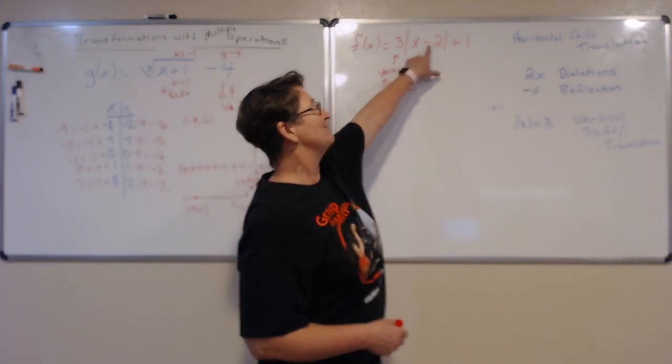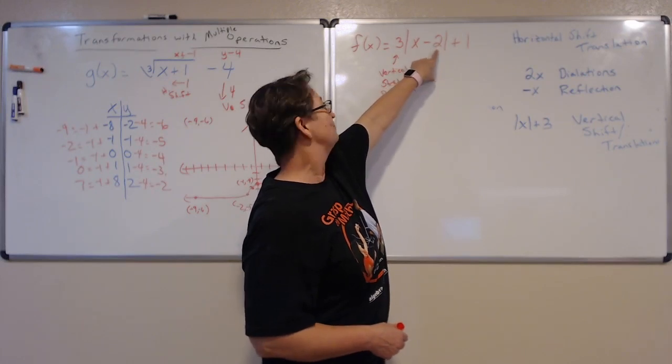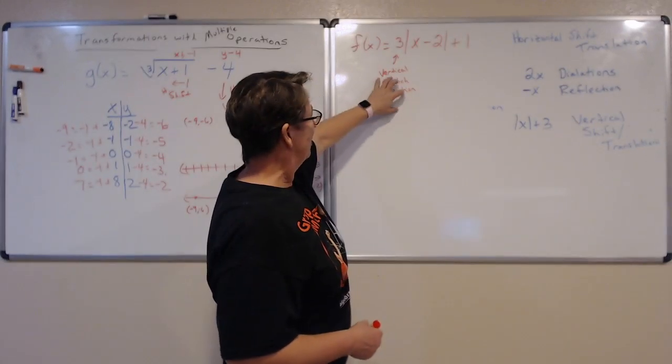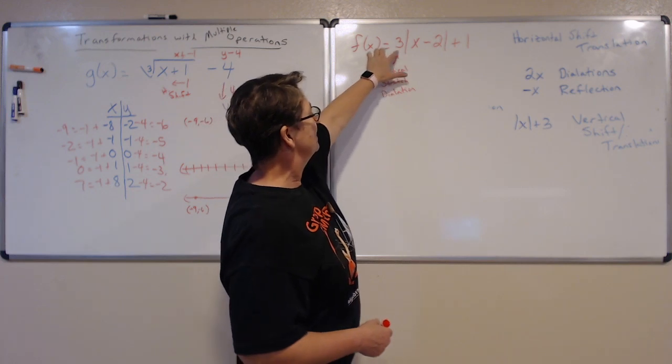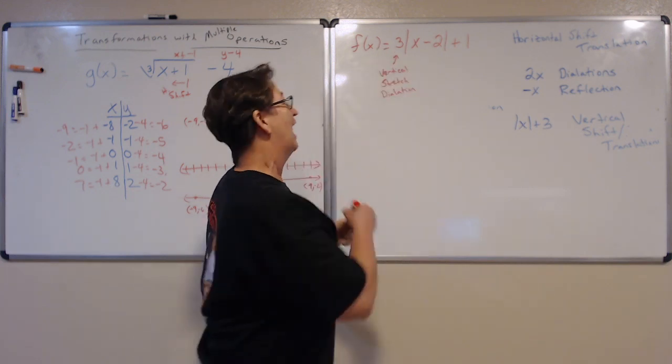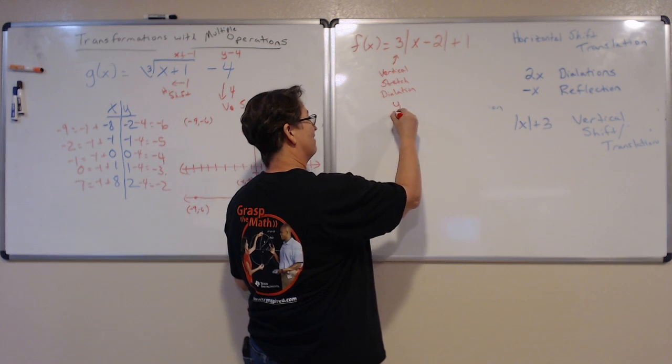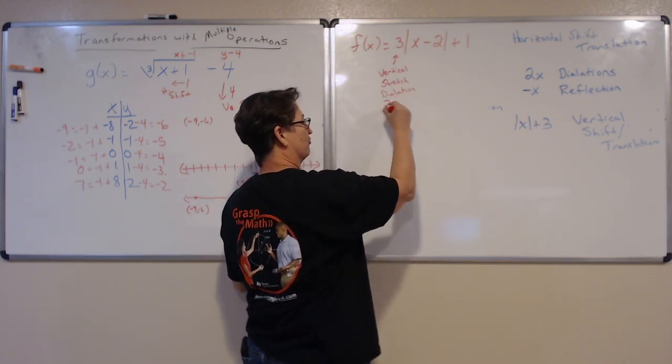So now this -2, and if I'm going to do it algebraically, because it's affecting my y values, I'm just going to take each one of my y values and multiply them by 3.